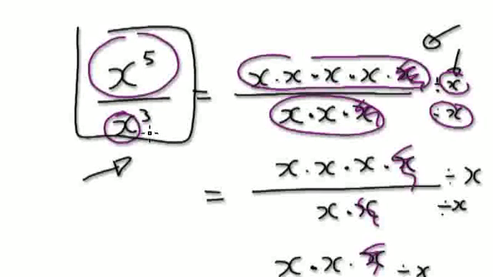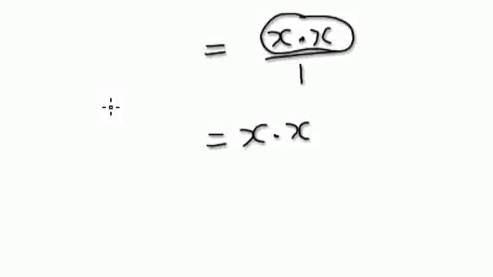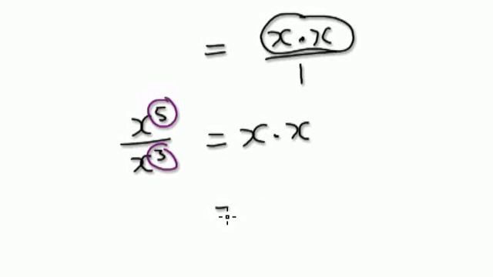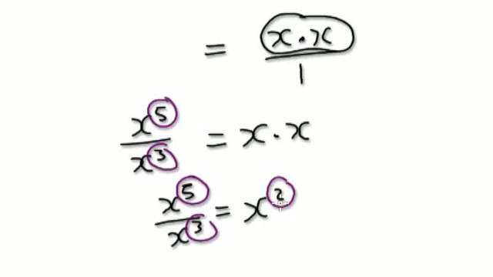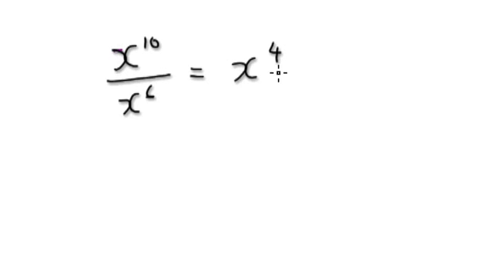Let's go back to the original question. It was x to the power of 5 divided by x to the power of 3. Let me just write that again. x to the power of 5 divided by x to the power of 3. Well, you can see here, it's going to be this number, take away this number. Well, this here equals x to the power of 2. So it's basically 5 take away 3, which equals 2. So if you have, say, x to the power of 10 divided by x to the power of 6, that equals x to the power of 4.